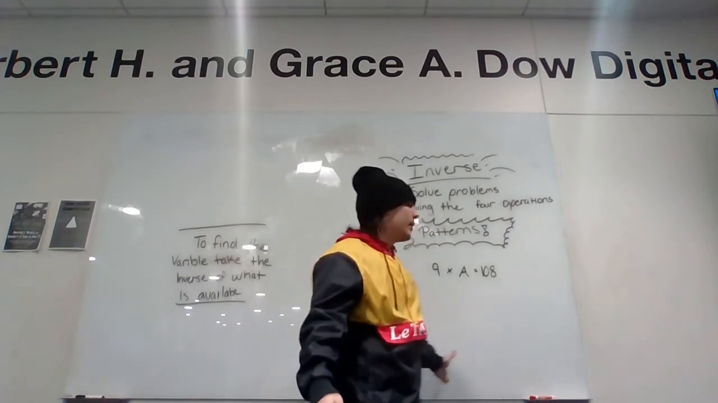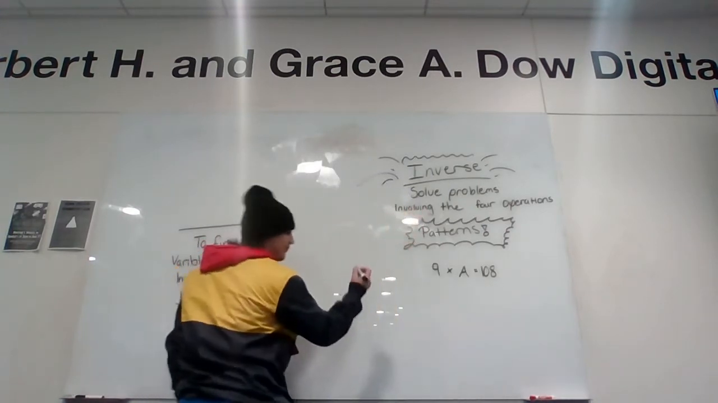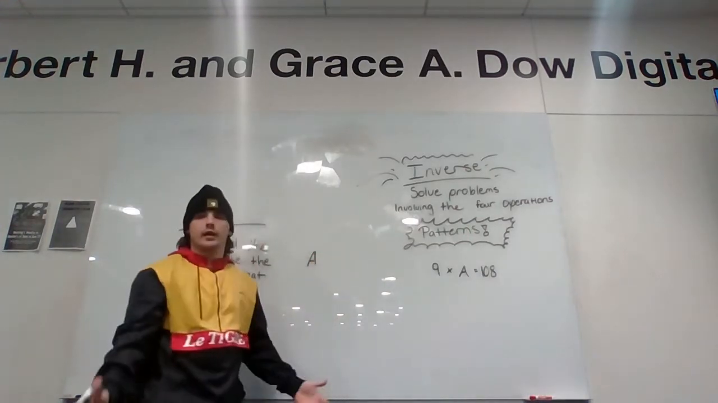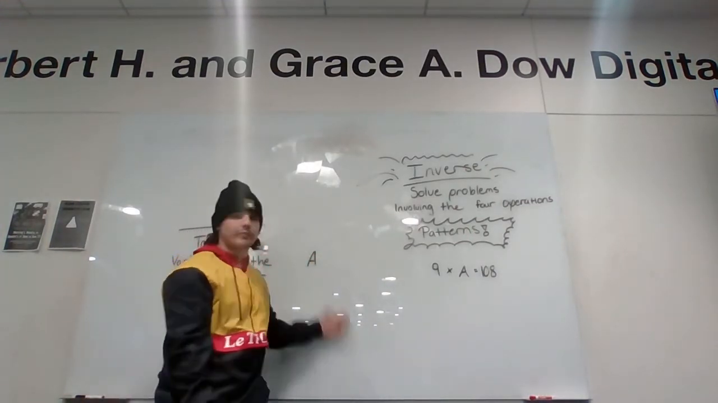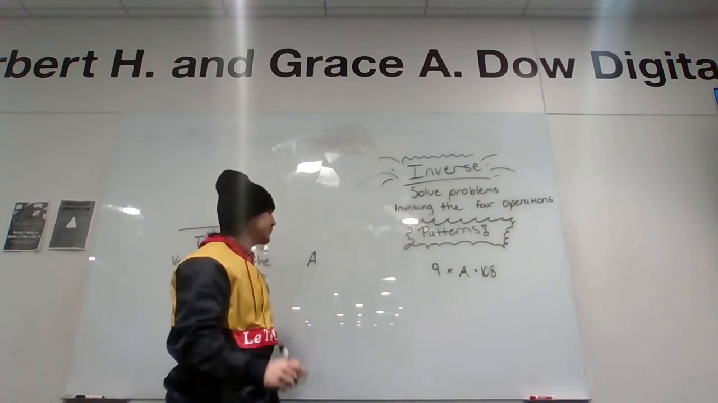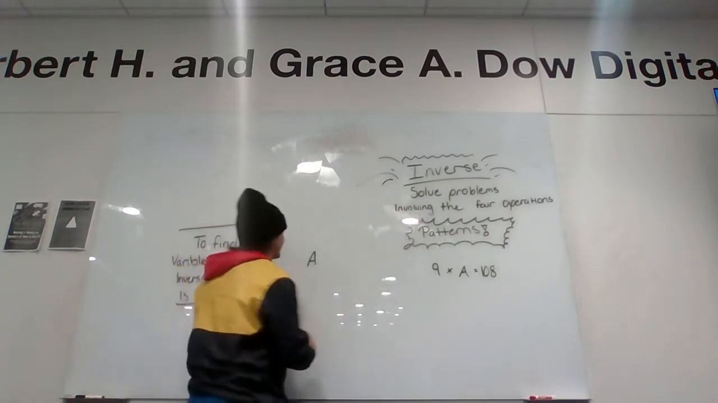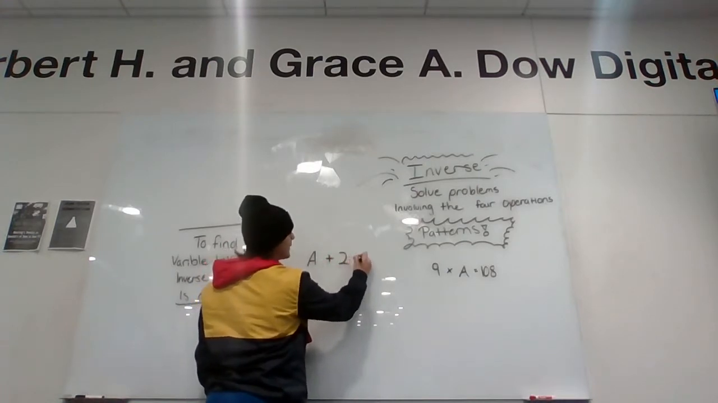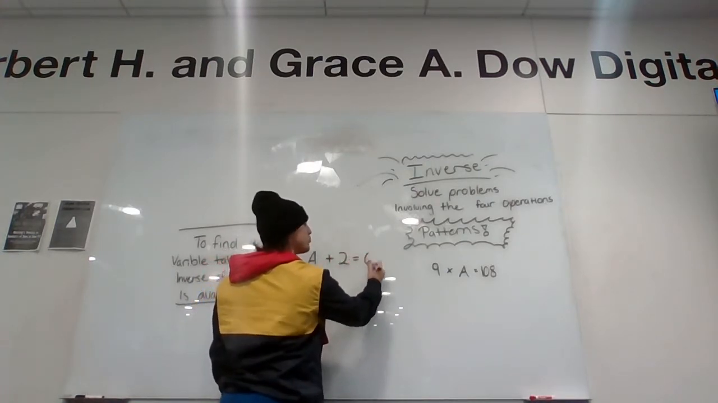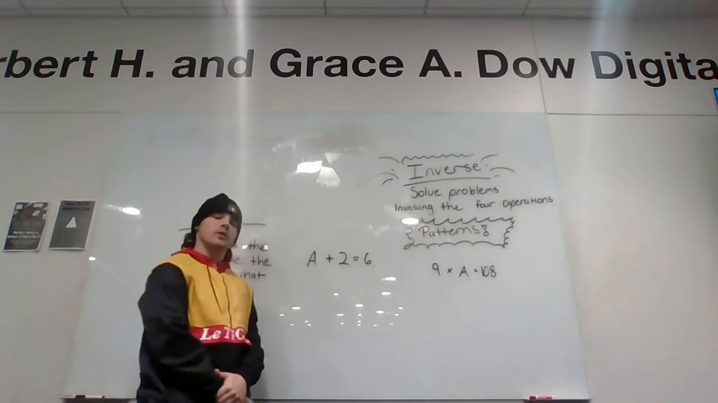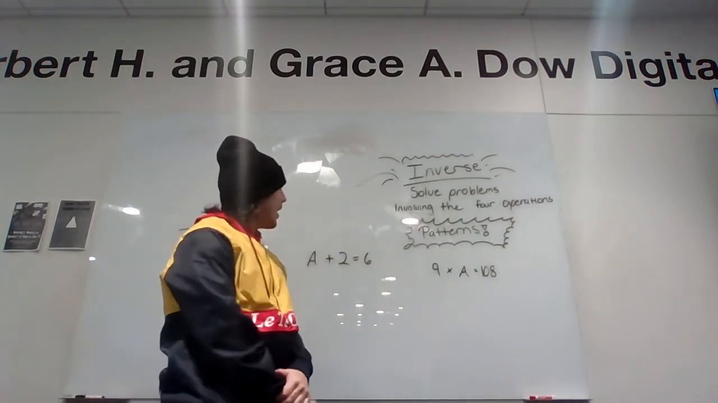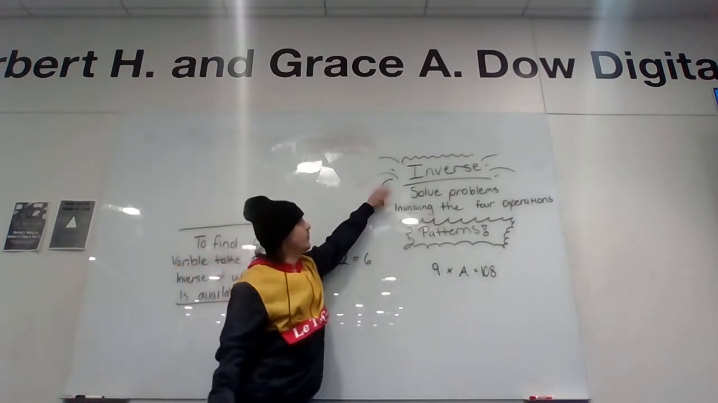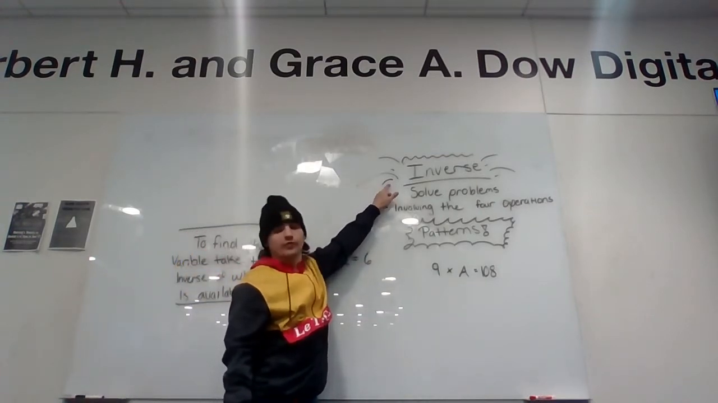So, we're going to start off, we're going to look at a problem, and we're going to do A, and write A, math alphabet. Doesn't really make sense, but by the end of this, you guys will know. We're going to do A plus 2 equals 6. All right. So you're probably thinking to yourself, how am I going to figure what A is? And that's where this fun word inverse comes into play.